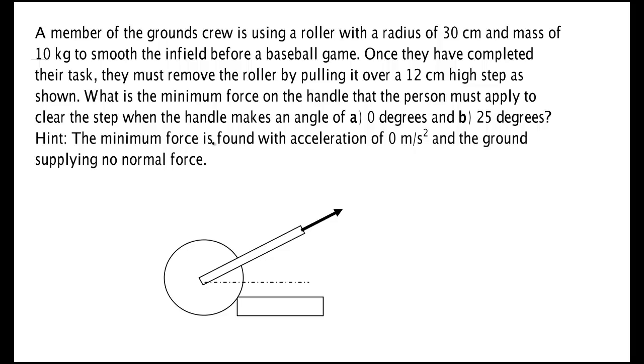Alright, we're going to look at a Newton 2-type problem. This problem is similar to a problem in the Schaum's Outline series for college physics, that is trig-based physics, AP B. But it's good for any type of course. It says a member of a grounds crew is using a roller with a radius of 30 centimeters. So 30 centimeters means the distance between the center of this and this right here, that distance there, is 30 centimeters.